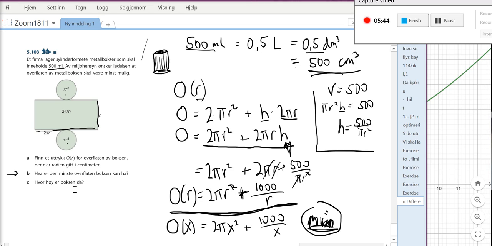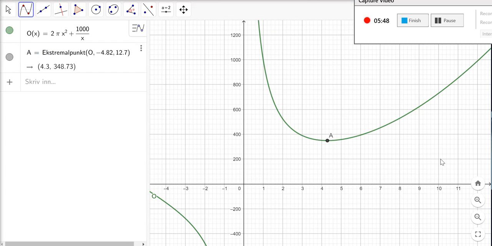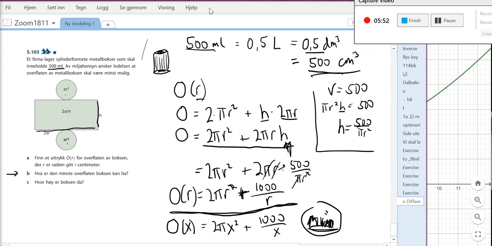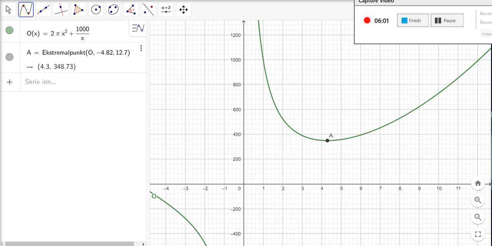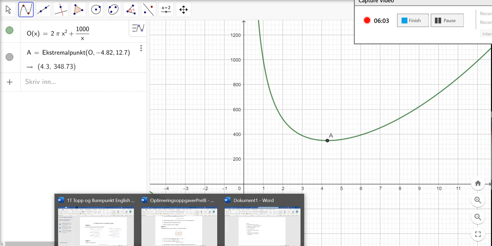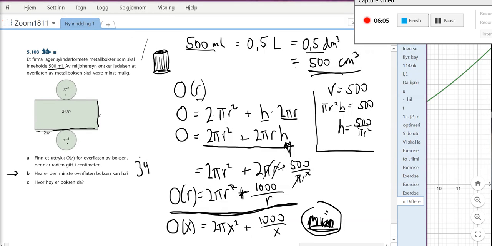And it also says, yeah, so the answer here is 348.73. Remember, 348.73 square centimeters, and that's when the radius is 4.3.